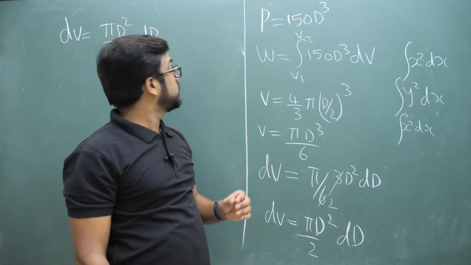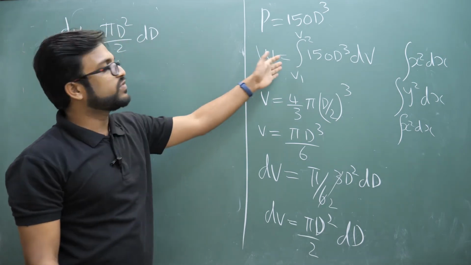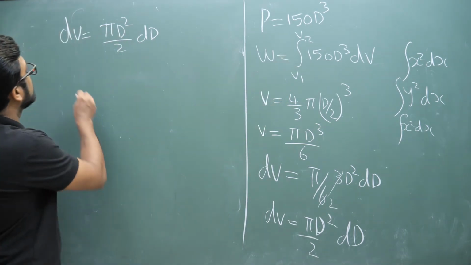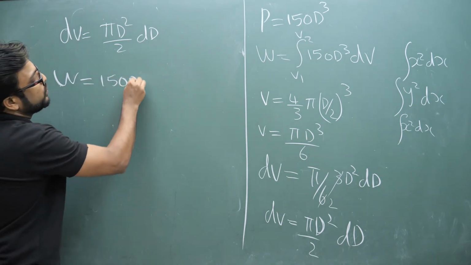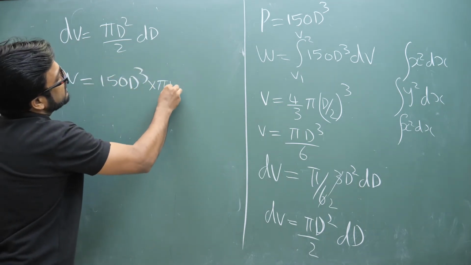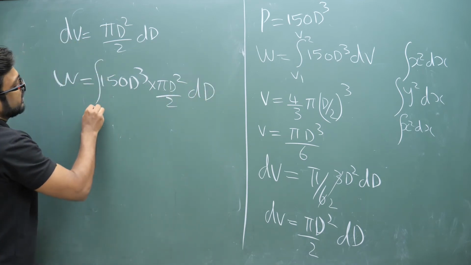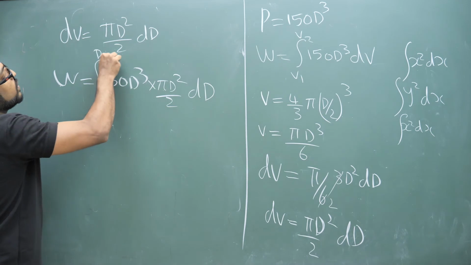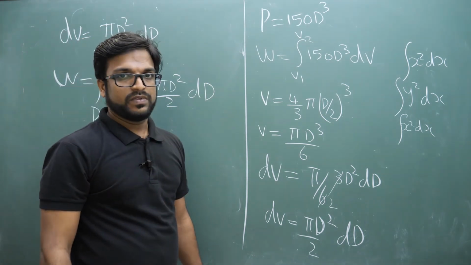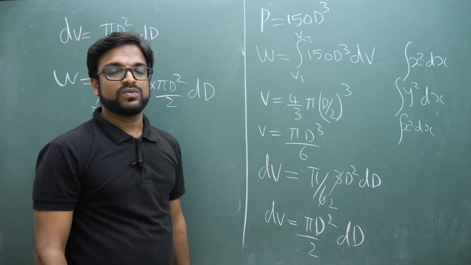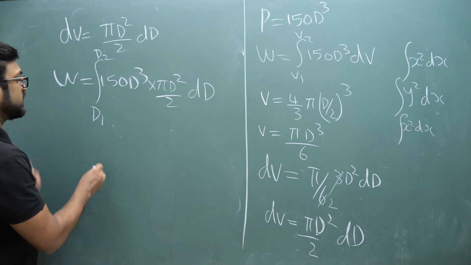So I got dV is equal to pi d square by 2 into dd. I will substitute this value here, and I will get W as the integral from d1 to d2 of 150 d cube into pi d square by 2 into dd. What is d1? d1 is nothing but 1 meter. What about d2? That we don't know. We will find that. Let's do this integration first.